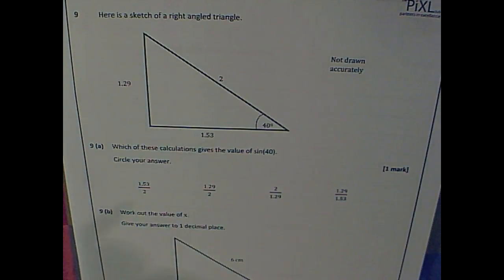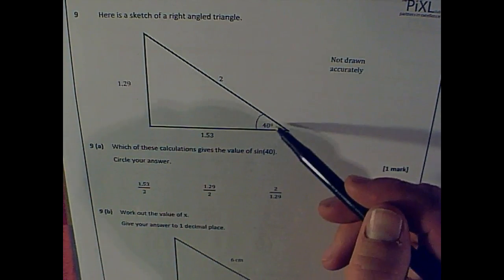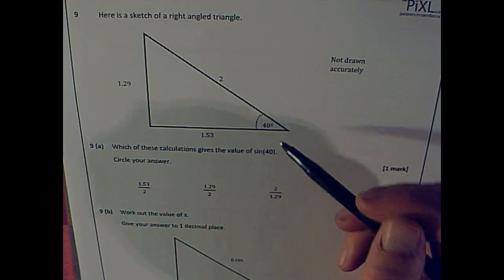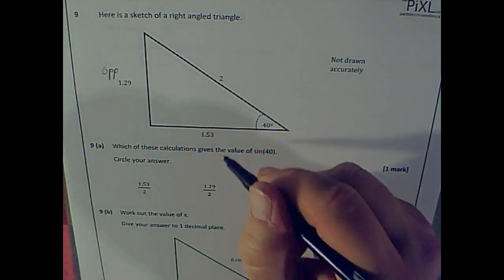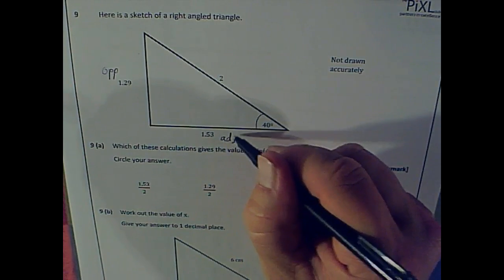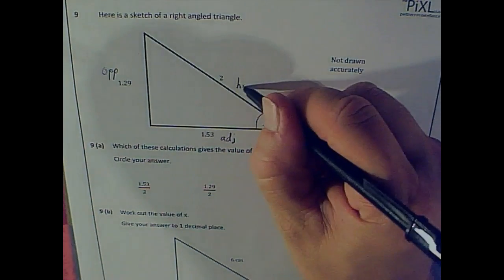So what I'm going to do is just label up the sides relative to this 40-degree angle. So this one is the one which is opposite. This one is the one which is adjacent, and the longest side is the hypotenuse.